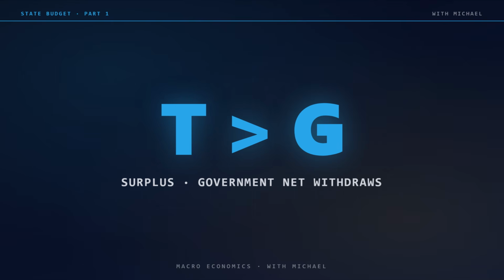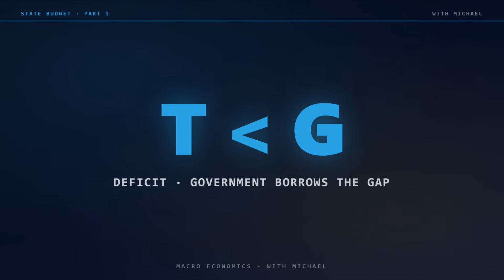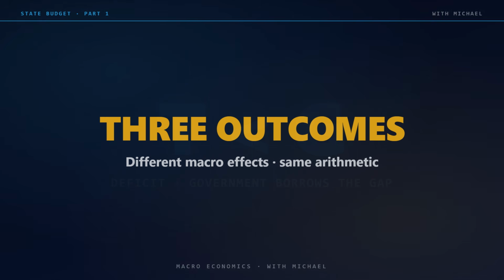These three outcomes correspond to three different economic situations. A balanced budget is fiscally neutral. The government extracts what it spends. A surplus means the government is net withdrawing money from the economy. A deficit means the government is net adding money to the economy by borrowing the difference, typically through bond issuance.